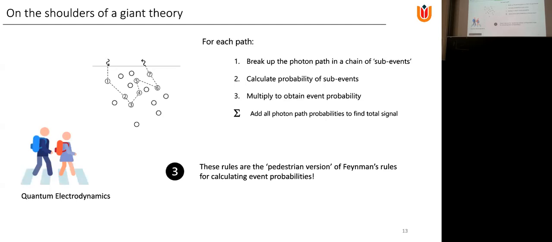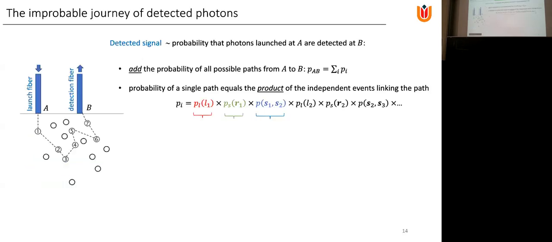So instead of drawing all the paths, for each path, the procedure is, again, directly copied but much simpler from electrodynamics. For each path, we break it up into a chain of sub-events. Sub-events being here a propagation, then a scattering, then another propagation until it is detected. We calculate the probabilities of these sub-events, we multiply these probabilities to get the event probability of this particular path. And then we have to add all the path probabilities for all the important paths to find the total signal. So that's the basis of the Monte Carlo simulation.